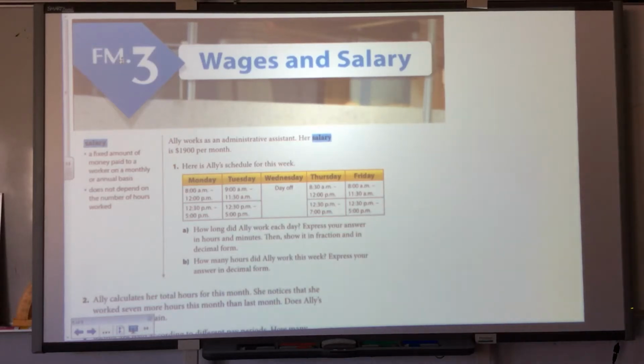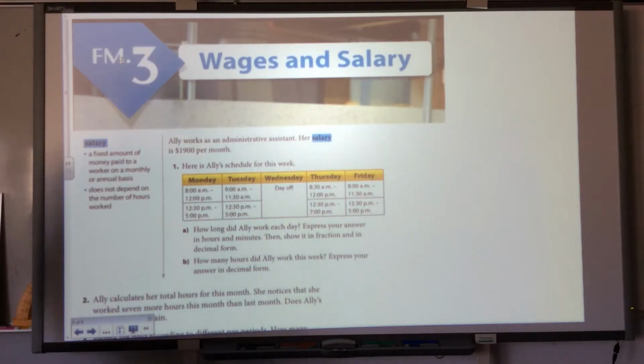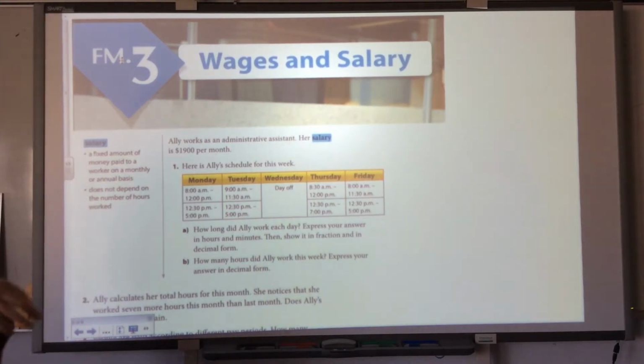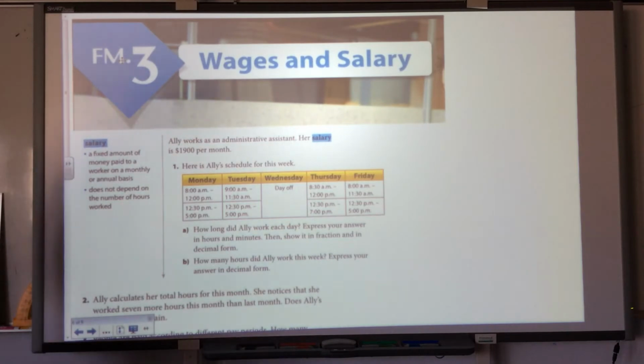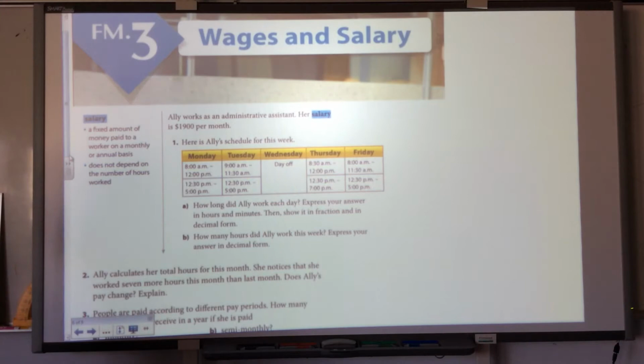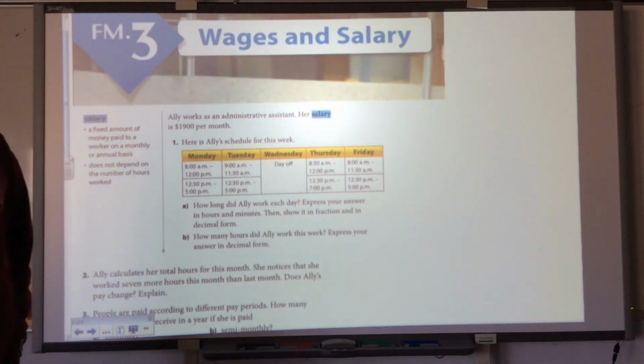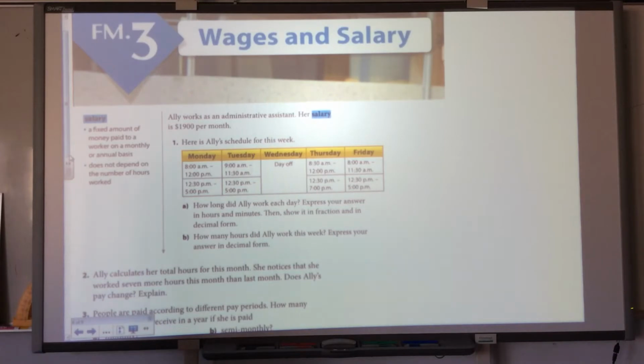So a little bit more on some of the important math that we're doing now, wages and salary. Some of you have jobs, and we're going to talk about the different types of ways you can get paid. The first way we're going to talk about is salary, a fixed amount of money paid to a worker on a monthly or annual basis. They may get paid weekly or bi-weekly, and we'll talk more about those different terms later.